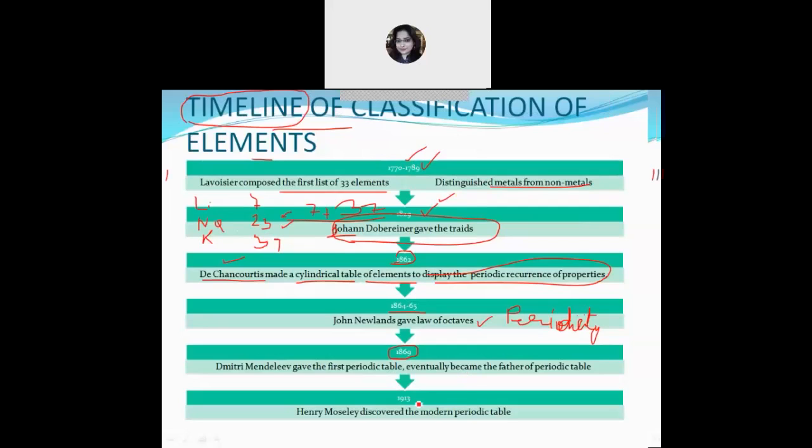After that, in the year 1913, Henry Moseley discovered the modern periodic table. Okay, there were some limitations to Mendeleev's periodic table. That is why Henry Moseley sorted out those limitations and came up with the modern periodic table. So this was all about the timeline for the classification of elements.